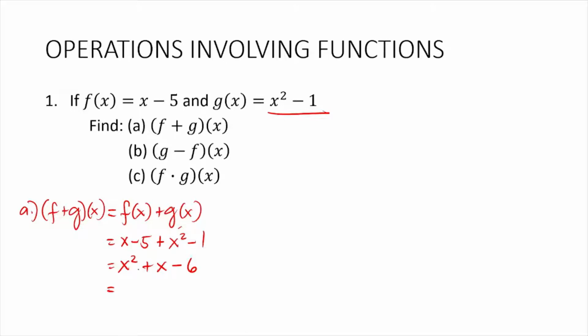So the factors of negative 6 that result in a sum of positive 1 would be positive 3 and negative 2. We can check by taking the product: positive 3 times negative 2 is negative 6. And if we take the sum, positive 3 plus negative 2 is positive 1. So we say (x plus 3) times (x minus 2). This is now the final answer.